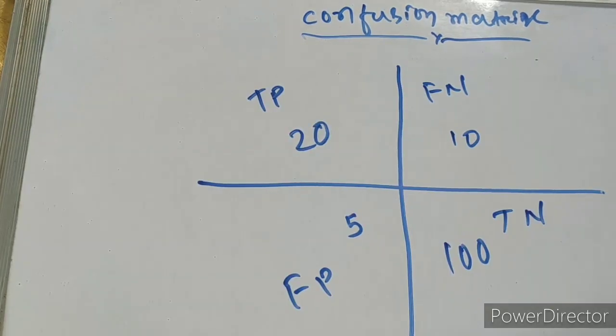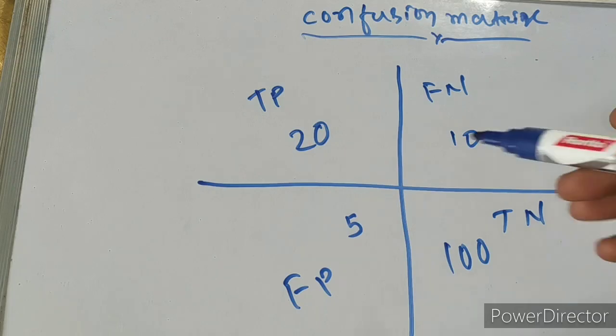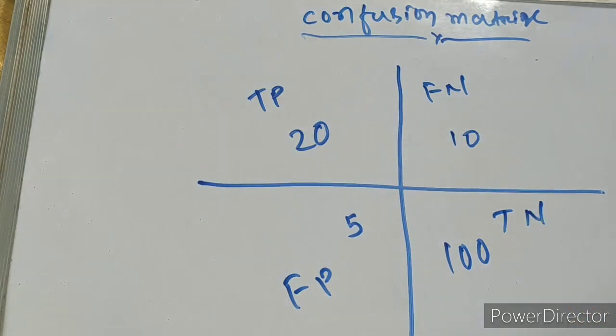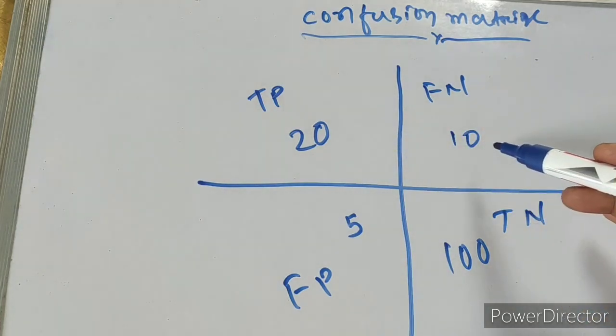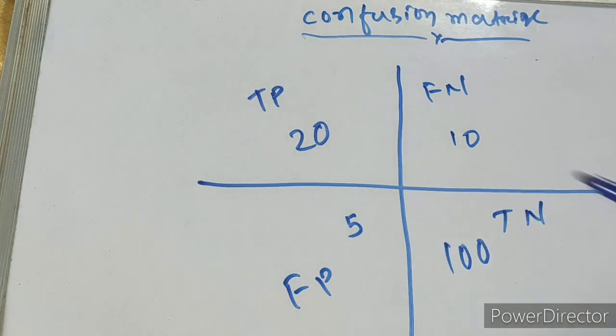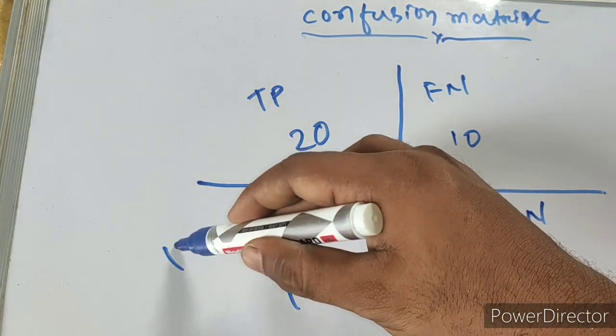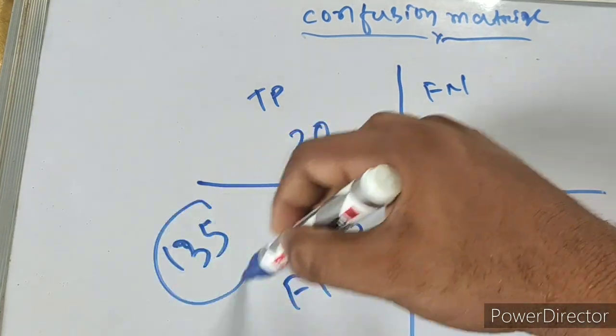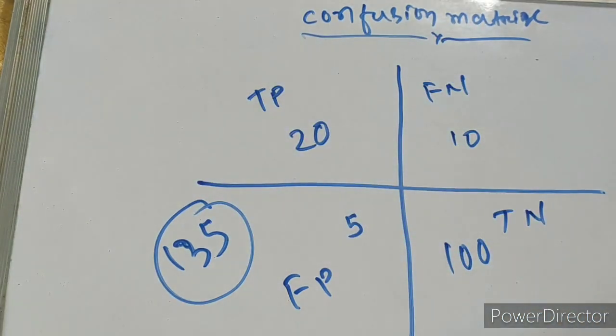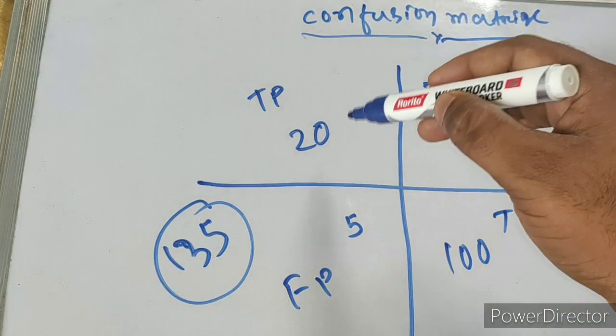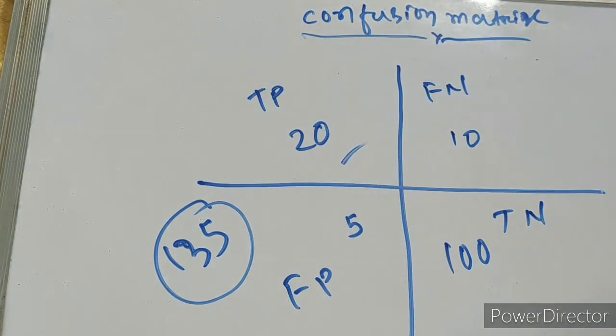So now we can see here, suppose there are 135 records present. Out of 135, 20 became true positive, 100 became true negative, 10 became false negative and 5 became false positive. So we need to check how many are correctly classified.